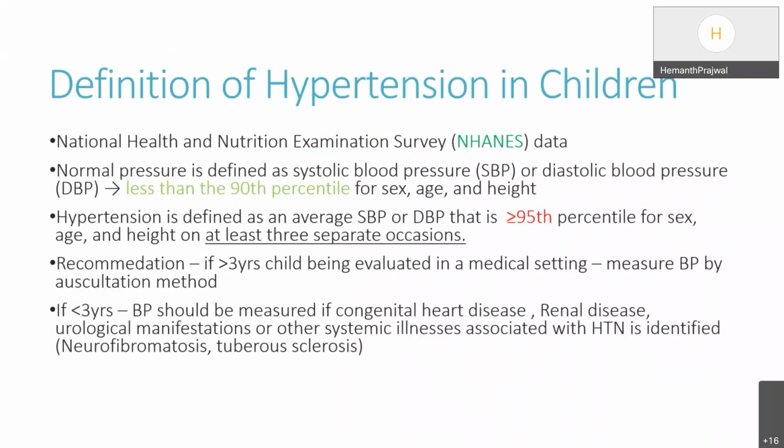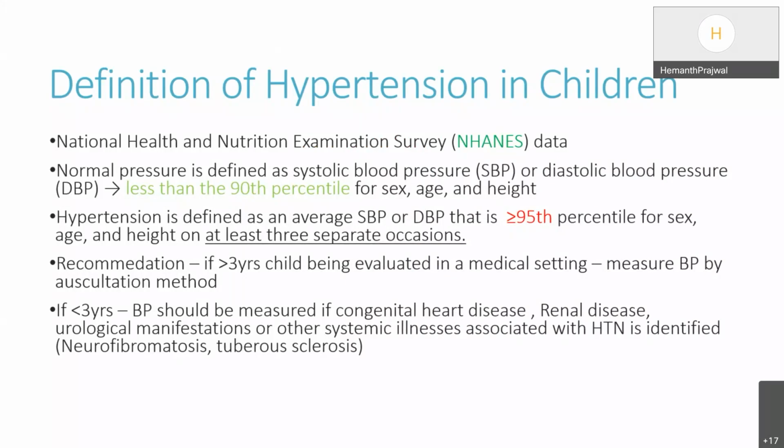from failure to eat. As per the National Health and Nutrition Examination Survey, normal blood pressure is defined as systolic blood pressure or diastolic blood pressure less than the 90th percentile for the sex, age, and height of the patient. Whereas hypertension is when this percentile is more than the 95th percentile for the same criteria, and when these are measured on three separate occasions.